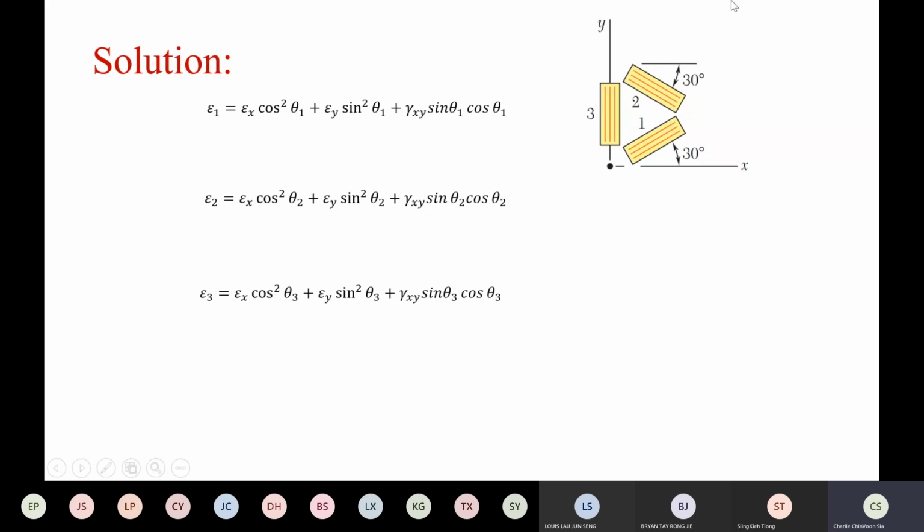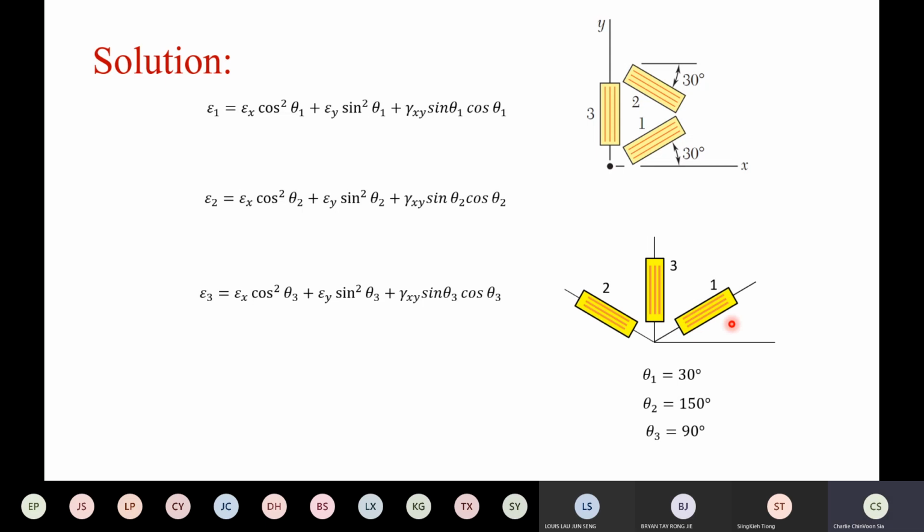From the original diagram, we need to redraw it again. It becomes something like this. This is the original point, the first strain gauge, at 30-degree, theta 1. The second strain gauge will be 150 from the horizontal. The direction should be the same, so the position should remain at the same positions.